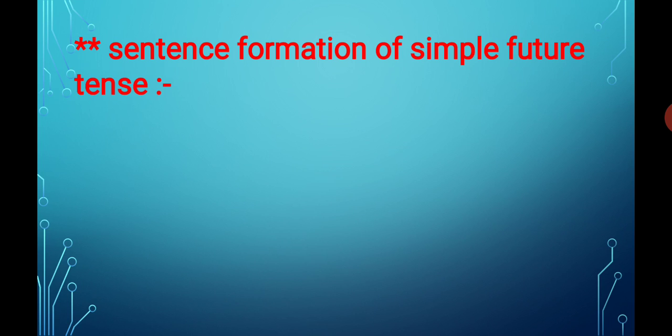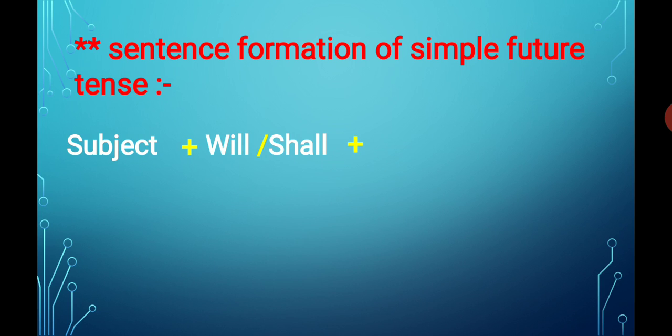Let's see the formation of simple future tense. How to make a sentence in simple future tense. First of all, the sentence will always start with a subject. Then we add the helping verb. And what is the helping verb of future tense? Will or shall. Then we use the main verb, whatever the main verb is, and then we use the object to complete the sentence.